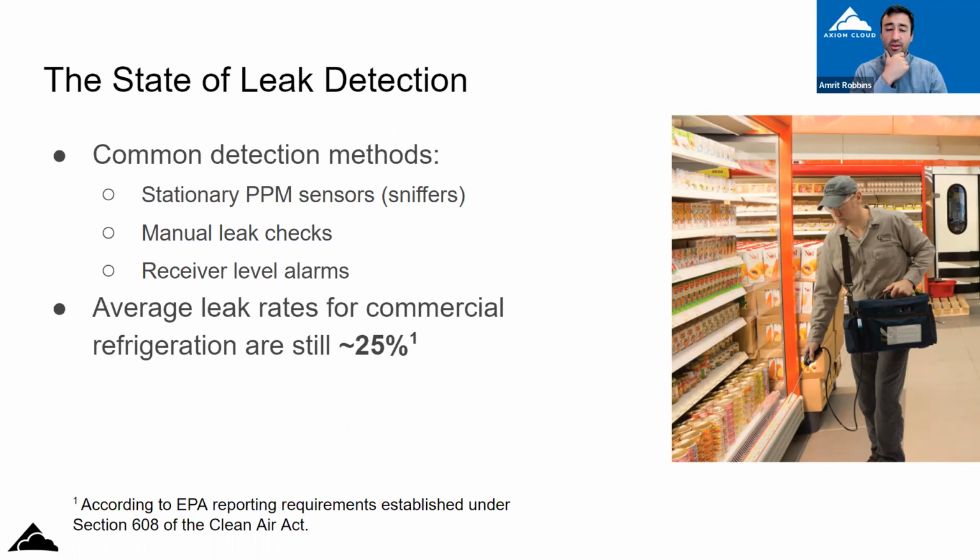The manual leak checks only happen every once in a while, and the quality is dependent on that specific tech. Are they in the right mindset? Do they have the skills to actually get it done? And then receiver level alarms, if it's an EnviroGuard, good luck. And if it's digital, then you only know once you've reached a really critical point. Am I summarizing that right, Brian? Yeah, that sounds about right.